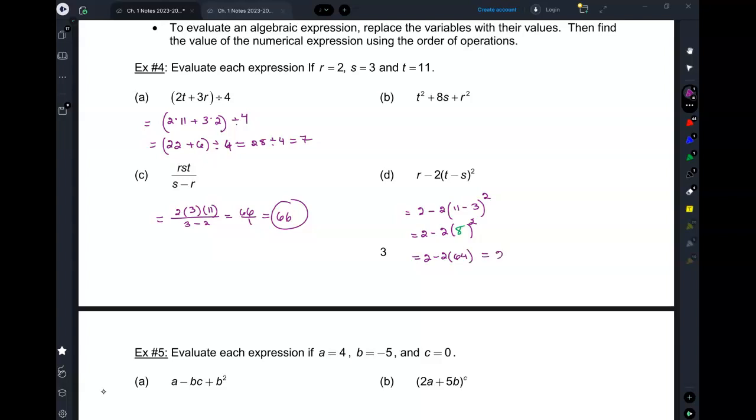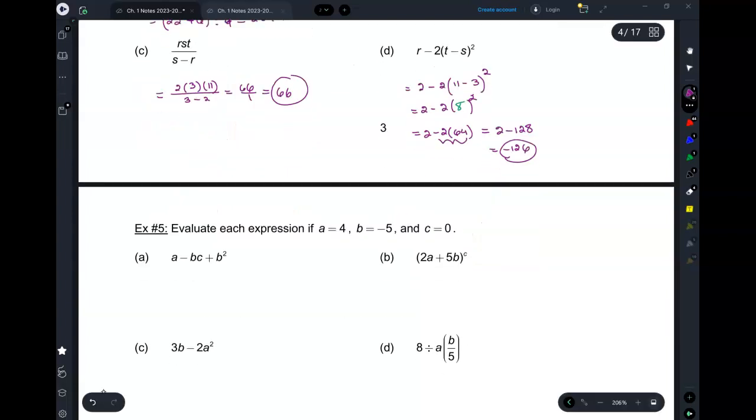Now we're getting into some real numbers here. So what's that going to be? Minus or plus? What do you guys think? So I have this 2. And then here I have negative 2 times 64. So is that going to be minus or plus? This is going to be a negative 128. So that's negative 126 altogether.